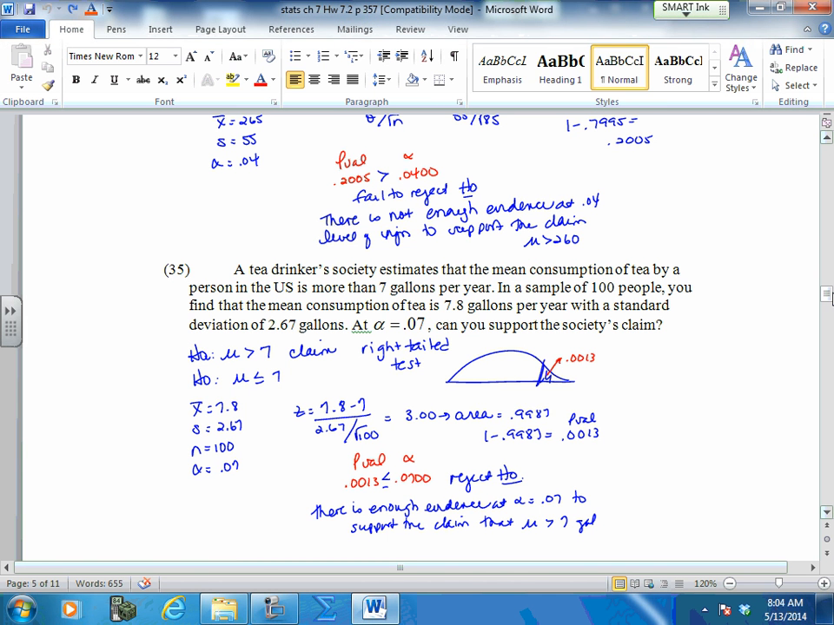And here's your interpretation. Use your chart to interpret. When you do that, make sure you specify that there's enough evidence to support the claim. Put your claim in here. Make sure you put your claim in there. At your level of significance of 0.07.